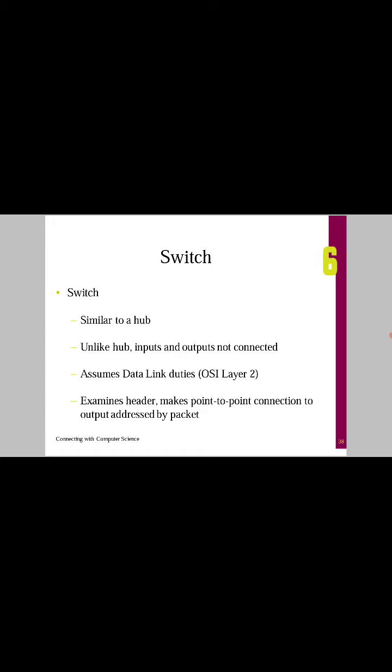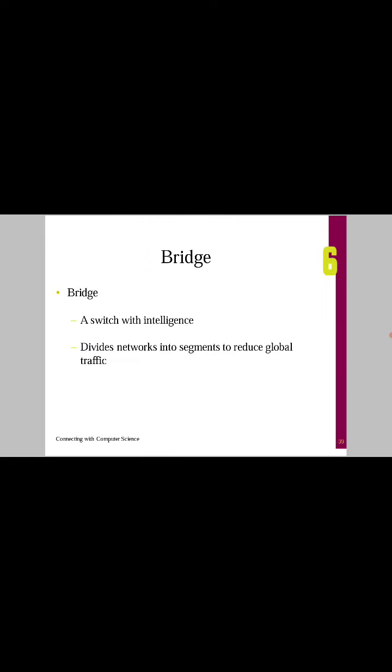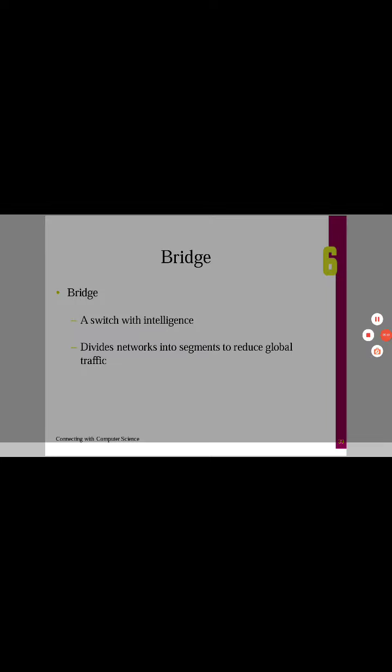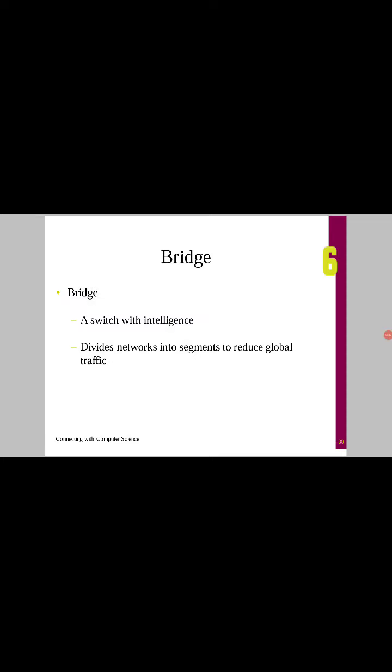Switches are similar to a hub, but unlike a hub, inputs and outputs are not connected. A switch assumes data link duties, examines the header, and makes a point-to-point connection to output addresses by packets. Generally switches are faster, more reliable and more secure than hubs. Bridges are also network devices: a switch with intelligence, dividing networks into segments to reduce global traffic. Bridges are generally used to divide large networks into small LANs or segments to reduce traffic.